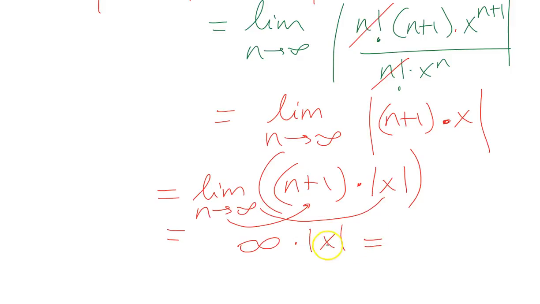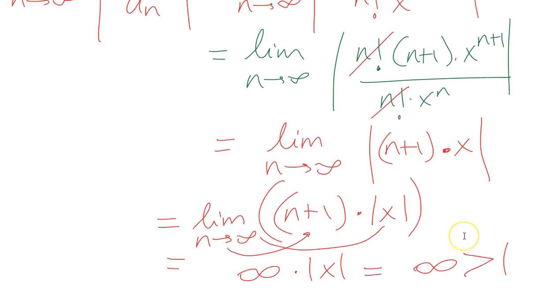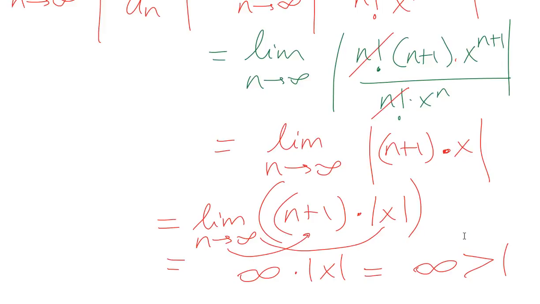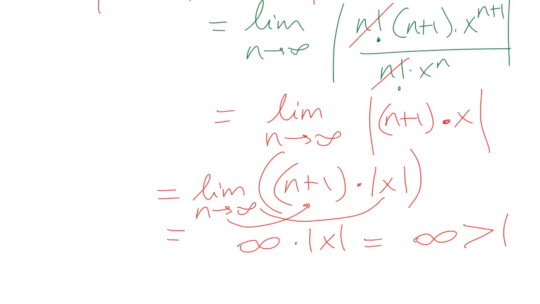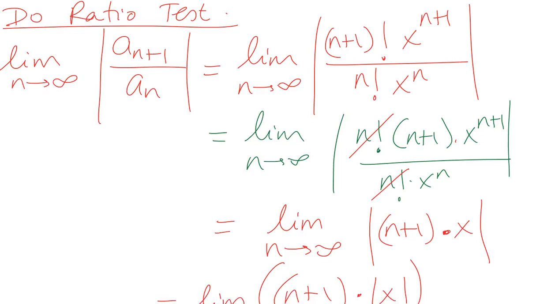So guys, what is the overall limit? That is going to be infinity, which is bigger than 1, right? So guys, no matter what x is, the limit of the ratio is going to be infinity, which is bigger than 1. And what does the ratio test tell you? If the limit is bigger than 1, the series diverges. Or if the limit is equal to infinity, the series diverges, right?